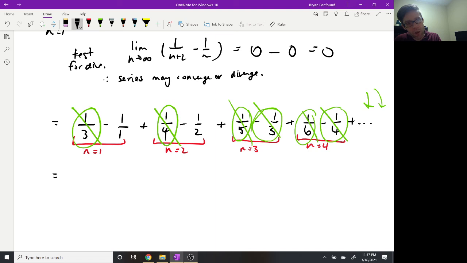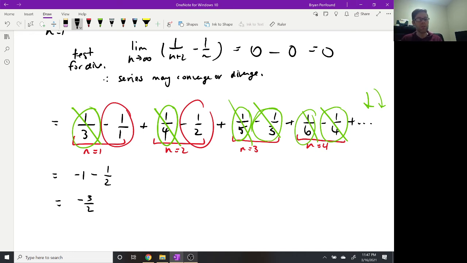And then we're going to be left over with negative 1 minus a half. Those are the two fractions that are left over. I'm going to circle them here in red. Those are the leftovers. Because they're the only terms that are left over, I can add those together, and that's going to be the sum of this particular series. This is called a telescoping series because some of those positive fractions end up canceling with some of those negative fractions.